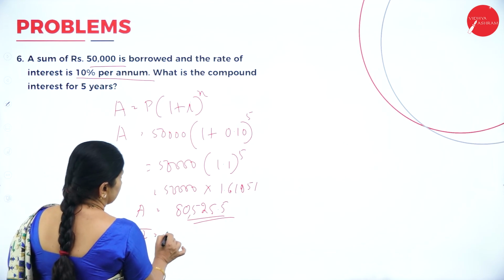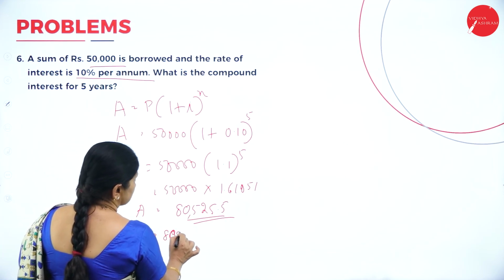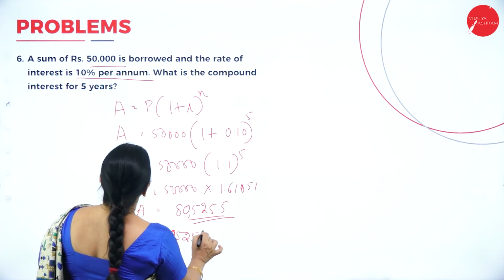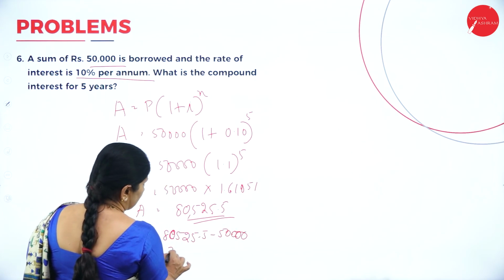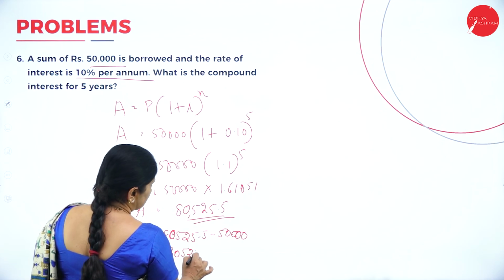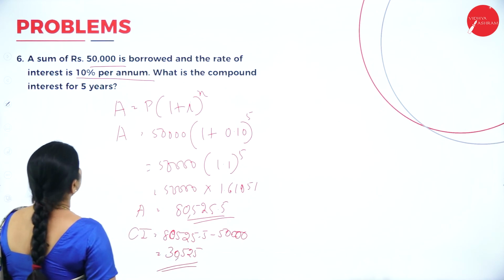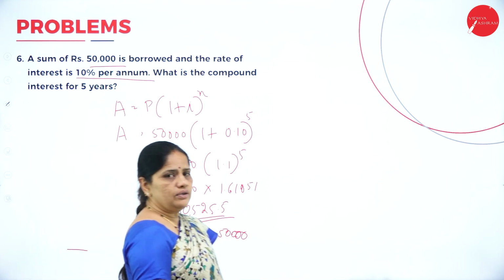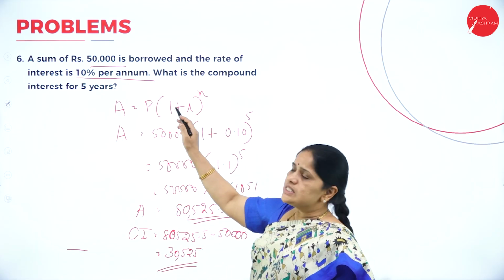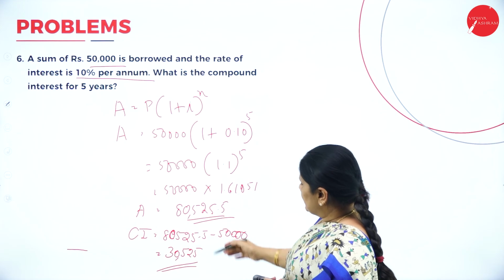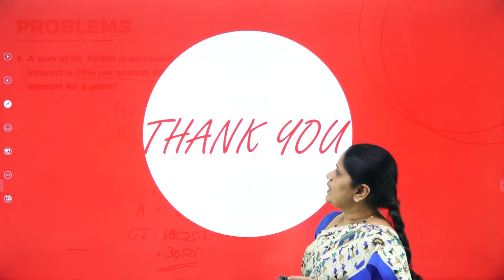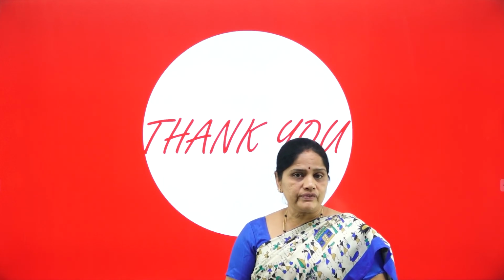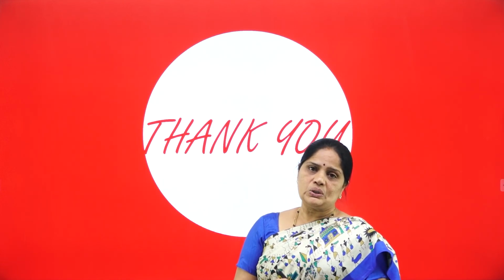The compound interest will be 80,525 minus 50,000. So that comes up to 30,525 rupees. Now, hope you have followed this. So A equals P into 1 plus i. So when you substitute the values, you get 80,525. With this, we come to the end of this session. Hope you have followed. Thank you.